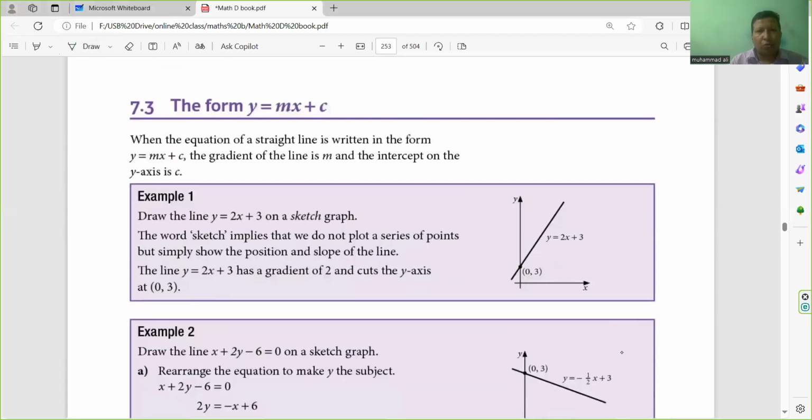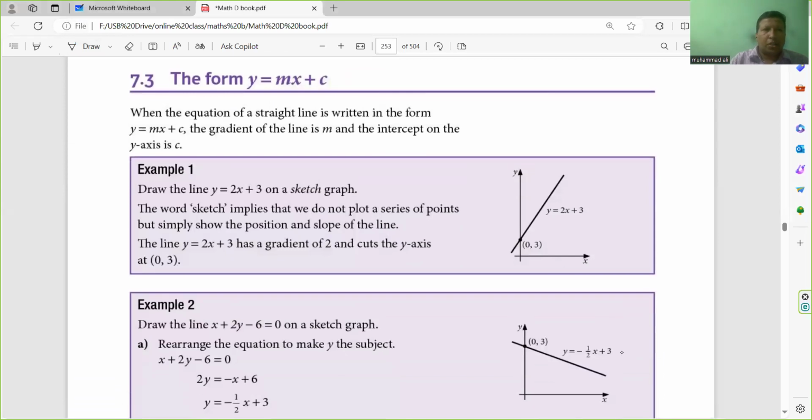The form y equals mx plus c. This is the general form of a straight line. When the equation of a straight line is written in the form y equals mx plus c, the gradient of the line is m and the intercept on the y-axis is c. Draw the line y equals 2x plus 3 on a sketch graph.